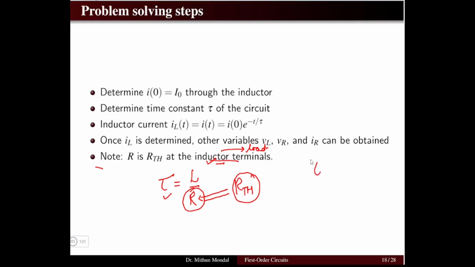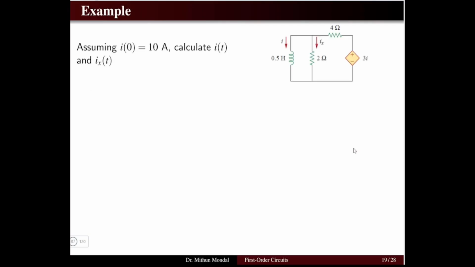A similar thing we did in the previous lecture. We took R Thevenin multiplied with the capacitor. The capacitor there is basically the variable quantity, the load that we remove from the circuit to determine the value of the time constant. So here we are determining L by R, there we determined R Thevenin into C. Let us solve one example to understand the problem.